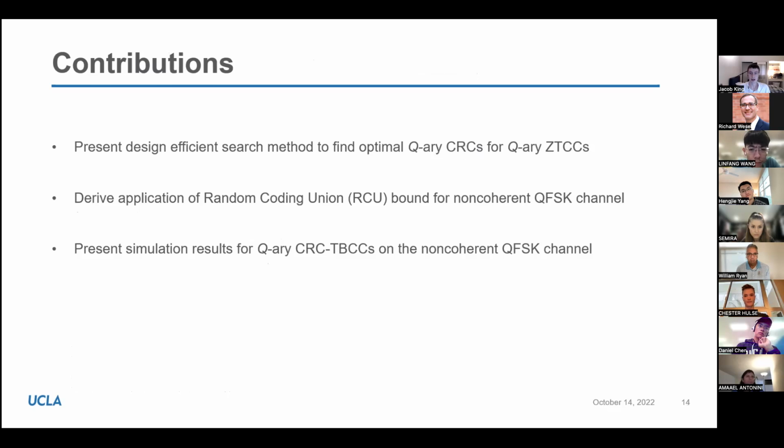We present three main contributions in this presentation. We begin by describing an efficient search method to find optimal Q-ary CRCs for Q-ary ZTCCs and present the results of our search. We then derive the random coding union bound for the non-coherent QFSK channel. Finally, we present simulation results for our optimal CRC-ZTCCs on the non-coherent QFSK channel and compare these results with the RCU bound.